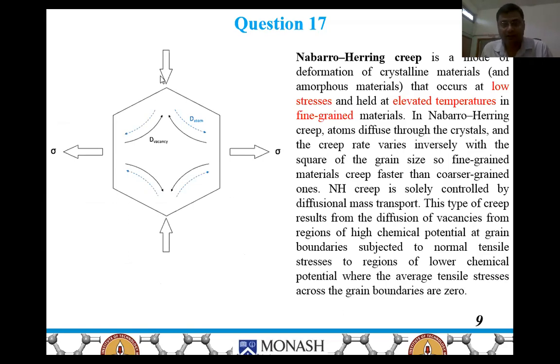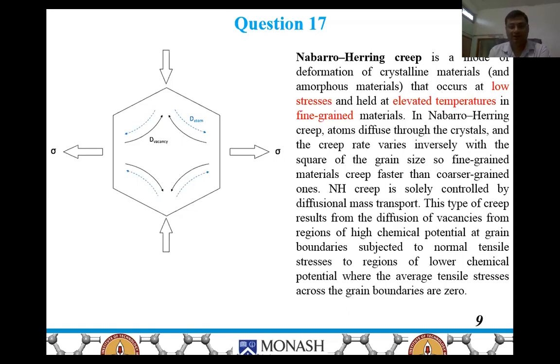Nabarro-Herring creep is a mode of deformation of crystalline and amorphous materials that occurs at low stresses and is held at elevated temperatures in fine-grained materials. In Nabarro-Herring creep, atoms diffuse through the bulk of the grain, and the creep rate varies inversely with the square of grain size. So fine grained materials creep faster than coarse grained ones.